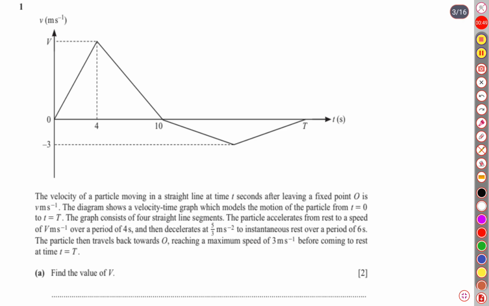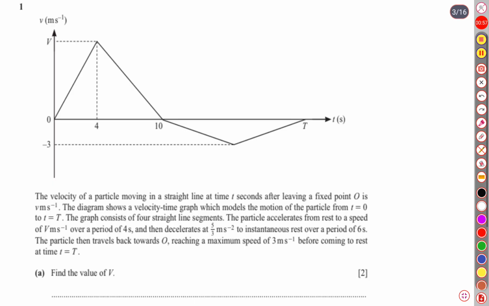The particle accelerates from rest to a speed of v meter per second over a period of 4 seconds and then decelerates at 5 over 3 meter per second square to instantaneous rest over a period of 6 seconds. The particle then travels back towards O, reaching a maximum speed of 3 meter per second before coming to rest at time t equal to uppercase T.